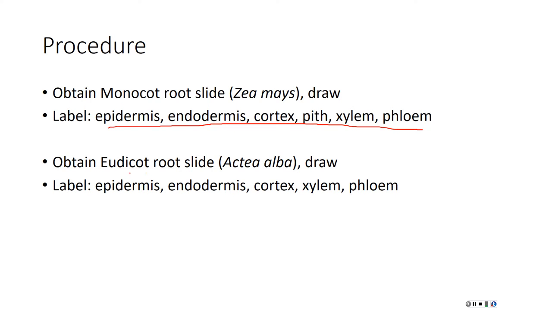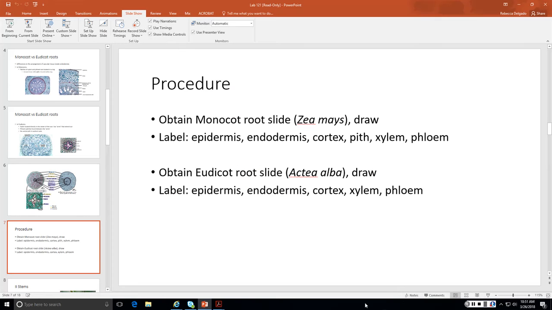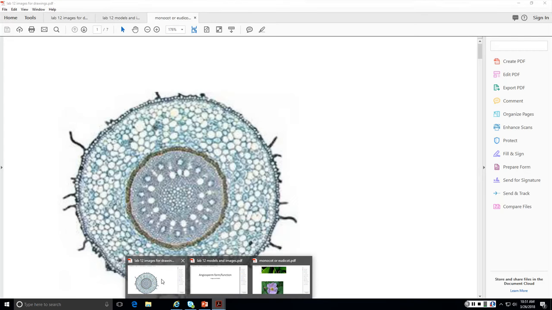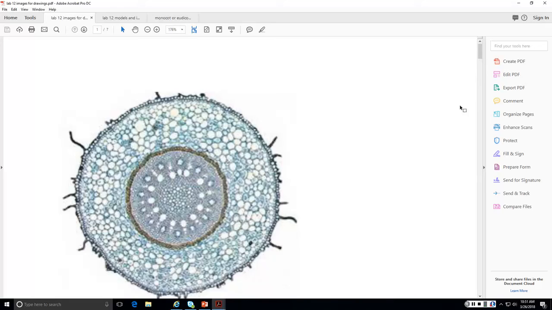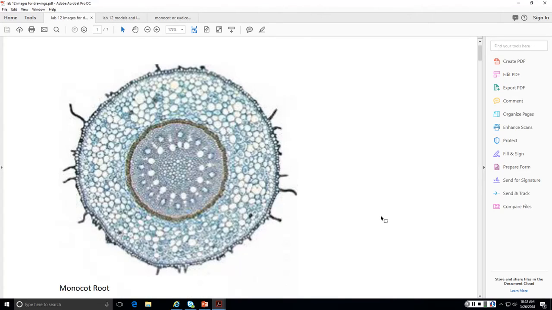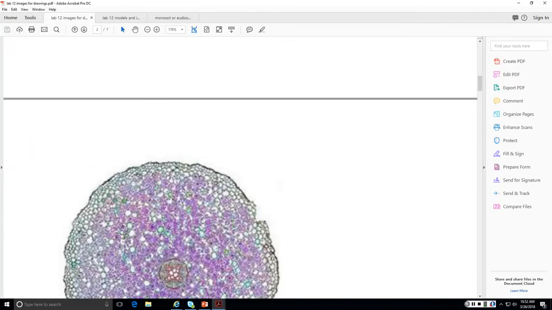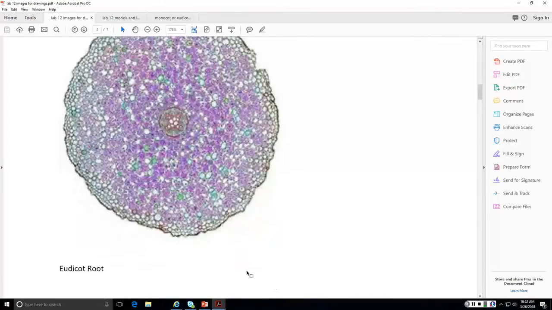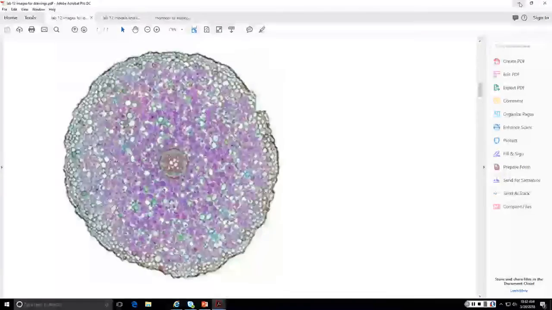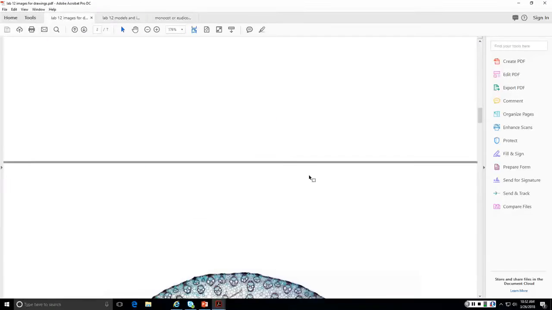And you're also going to look at a Eudicot root slide. Now, here is the thing that is a little bit annoying with this, is that obviously you don't have a microscope at home. So what I have is a PDF labeled Lab 12 Images for Drawings. So we have our Monocot root. And you've got to do a bit of scrolling, and there's a Eudicot root. So you're going to use these images. And if you scroll down further, we have the rest of the images on there.